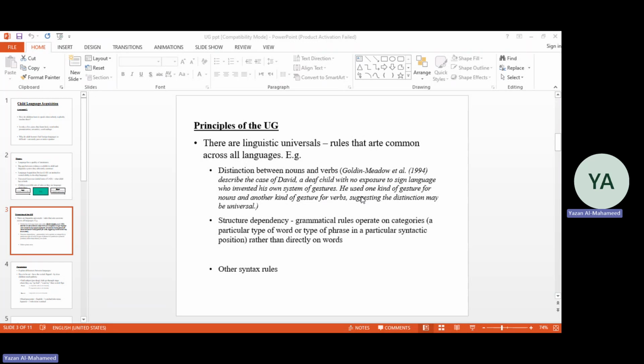During the past 2 decades, UG is applied to second language acquisition. So it started to explain how the first language is being acquired, then the scope of analysis expanded to the second language.